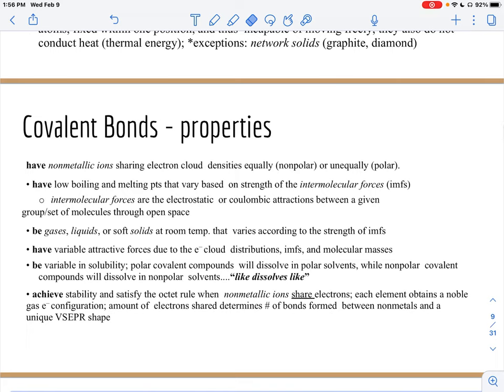So here are some properties of covalent bonds. Low boiling and melting points because of their IMFs, which we're going to get to in our last unit of the year. They can have different states of matter. Some of them will dissolve in water or polar solvents if they are polar, and non-polar ones will dissolve in oils or non-polar solvents. So like dissolves like. You probably remember that from your first year: polar dissolves polar, non-polar dissolves non-polar. If it's a polar covalent compound, it dissolves in water. If it's a non-polar covalent compound, it dissolves in non-polar things like oil.